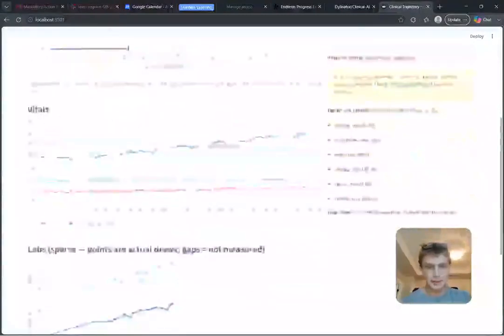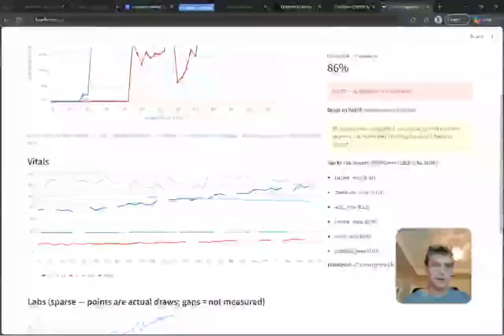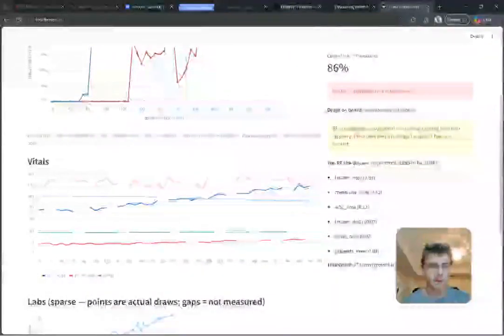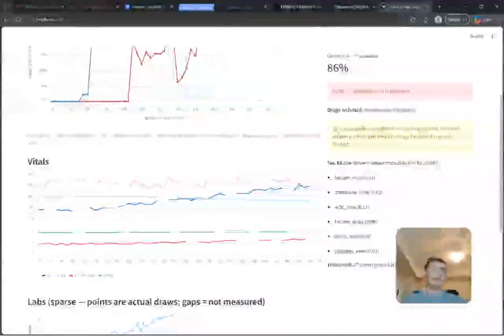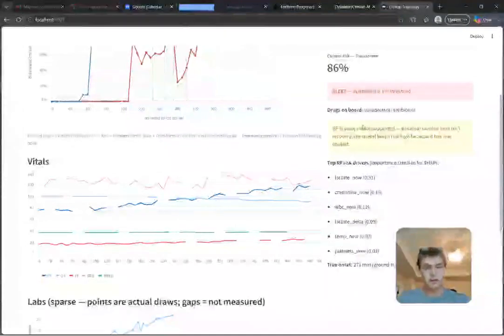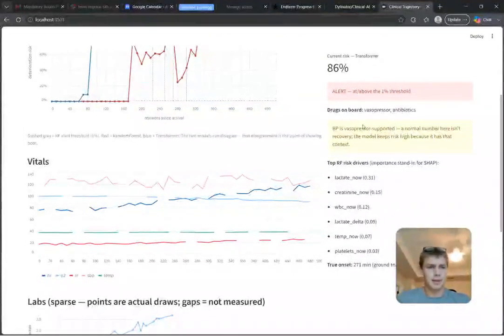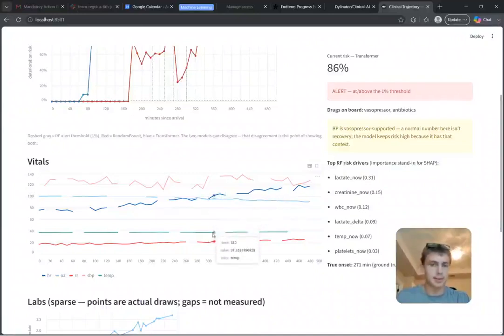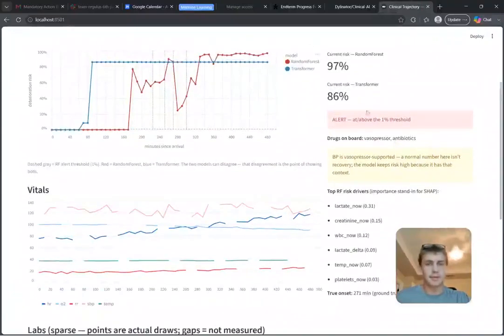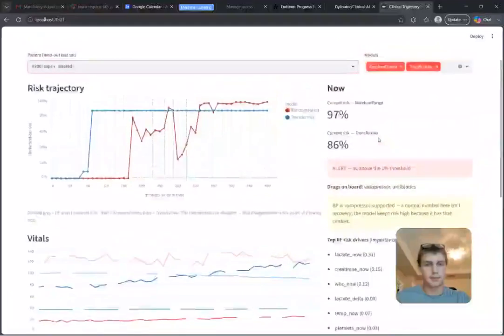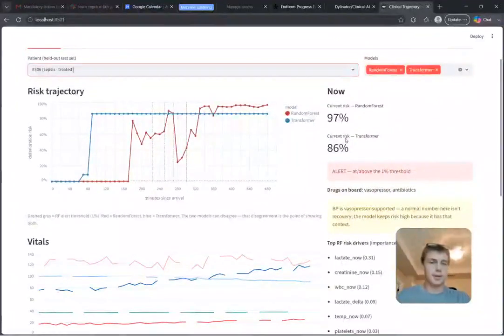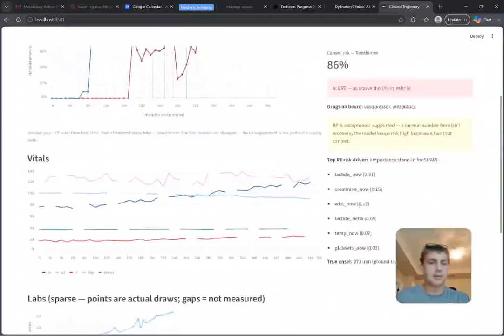And then the last thing I'll probably talk about here is the drugs on board. So that means what the doctors are giving them. So let's say the doctors have them on vasopressors, which would support their blood pressure, because in sepsis, the blood pressure drops. So you can see that that helps the model use that to predict, because even if the blood pressure is still up, it shouldn't be because they're on vasopressors.